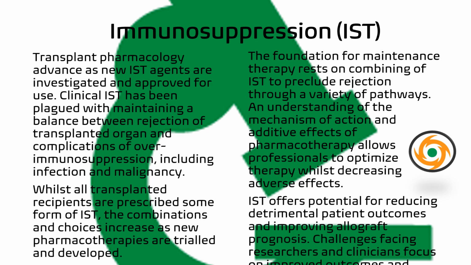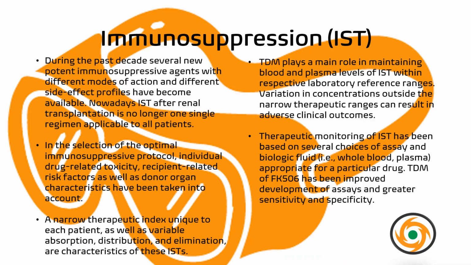Challenges facing investigators and clinicians focus on improved outcomes and constraints surrounding transplantation. Continuing on, during the past decades, several new potent IST agents with different modes of action and different side effect profiles have become available. Nowadays, however, IST after renal transplantation, for example, is no longer a single regimen applicable to all recipients. In the selection of the optimal IST protocol, individual drug-related toxicity, recipient-related risk factors, as well as donor organ characteristics have to be taken into account, as in the literature.